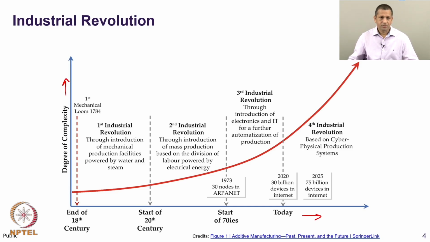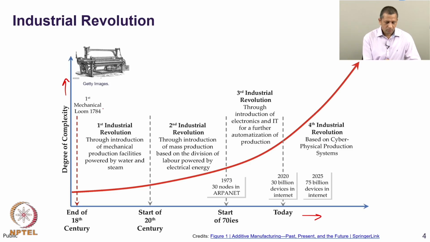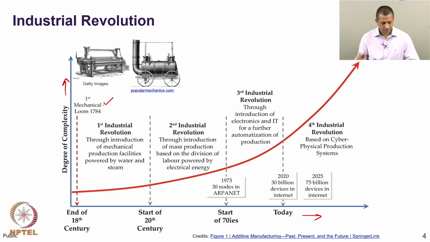By the end of the 18th century, the mechanical loom was introduced, and soon there was also the steam engine. The first industrial revolution was driven by mechanical production facilities powered by water and steam. As the 20th century started, we also saw the second industrial revolution, which was driven by mass production based on the division of labor powered by electrical energy. By the 1950s, computers were introduced to industry. They were used for both production and research.